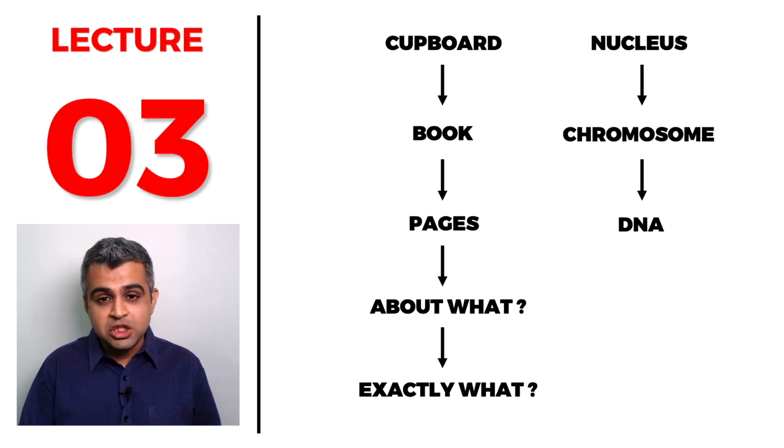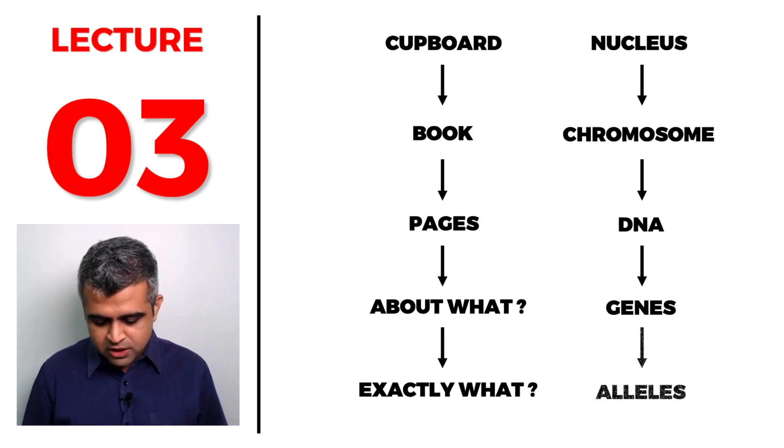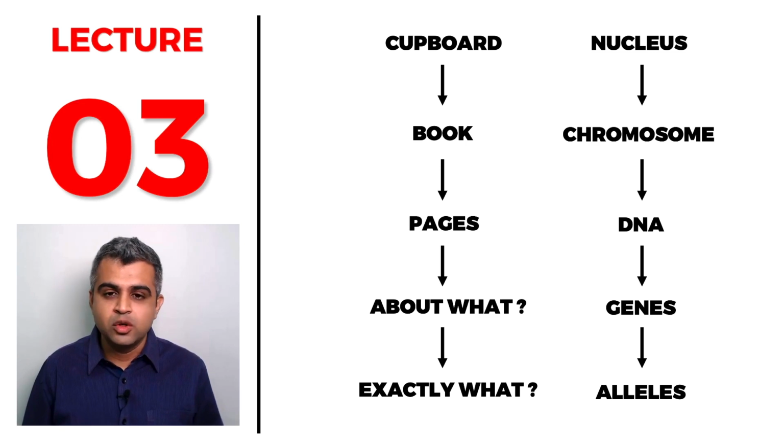Color of the eye gene है, अगर आप black कहे, brown कहे, blue कहे तो वो alleles हैं. किसके बारे में बात हो रही है? Color of the eyes. Exactly क्या बात हो रही है? Brown है, blue है कि green है. So DNA will comprise of genes, and what is actually written there is going to be called as the alleles.